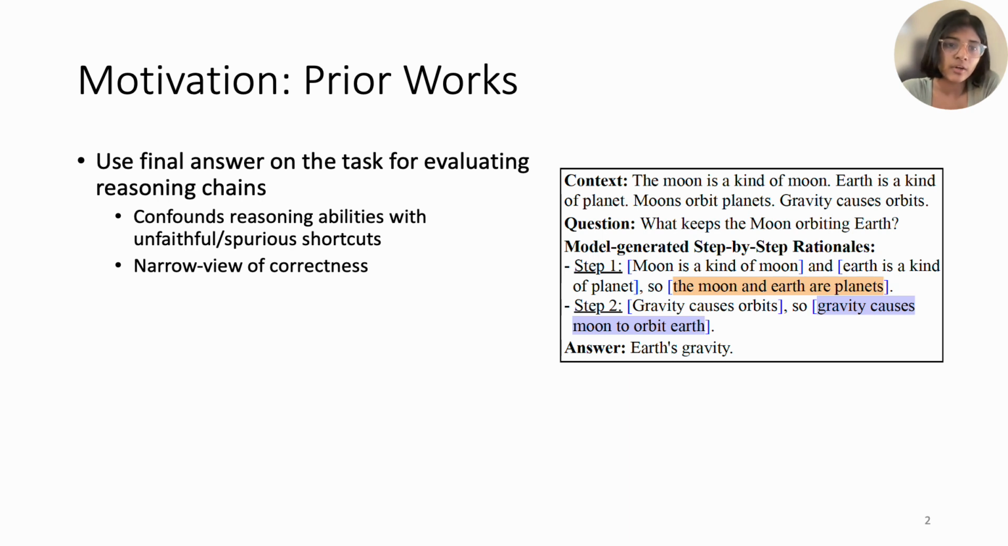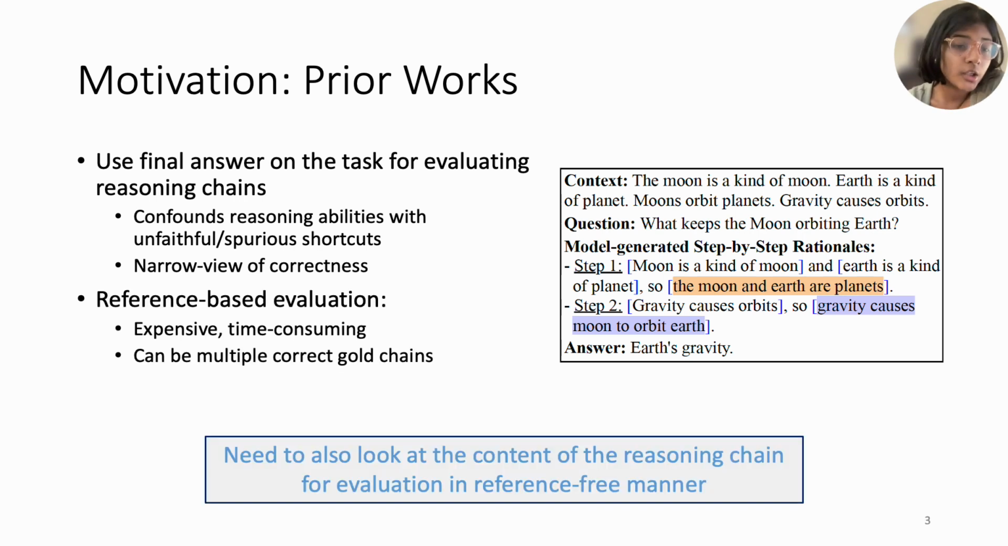Most prior works rely on the final answer to evaluate reasoning chains. However, this may confound reasoning abilities of language models with unfaithful or spurious shortcuts. As shown in this example, the language model can achieve the right answer despite the highlighted errors in the reasoning chains. Other works suggest reference-based evaluation on goal reasoning chains. However, getting these annotations can be expensive and time-consuming. In some instances, a problem can have multiple correct goal chains which can negatively impact performance.